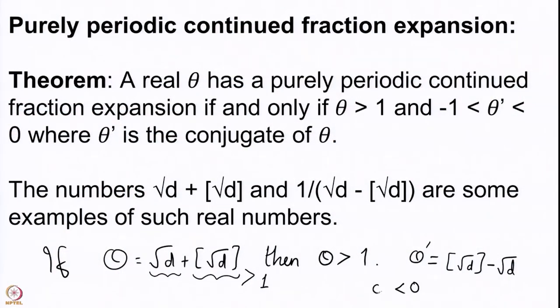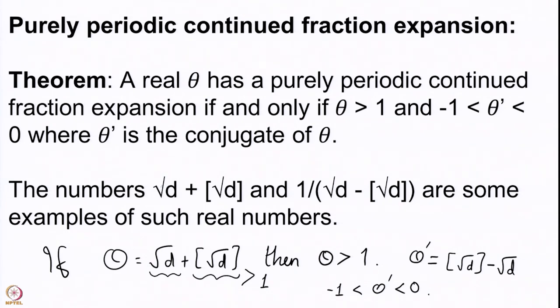Here we are taking the negative of the fractional part because we are taking the integral part and removing the number from that. Root d is our number and we are looking at integral part of root d minus root d. So, here we get some number which is negative of the fractional part. So, it is going to be between minus 1 and 0, and being an irrational number, it is not going to be equal to any of these two. So, we have that your theta prime is negative and it lands between minus 1 and 0.